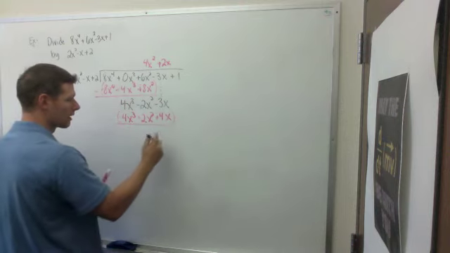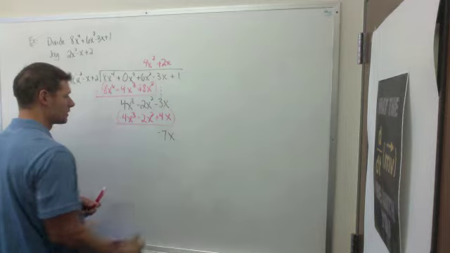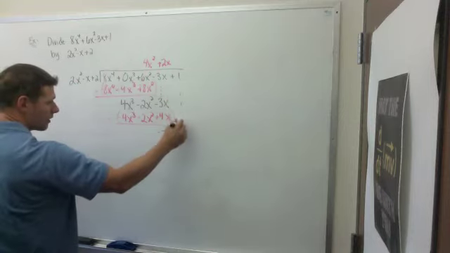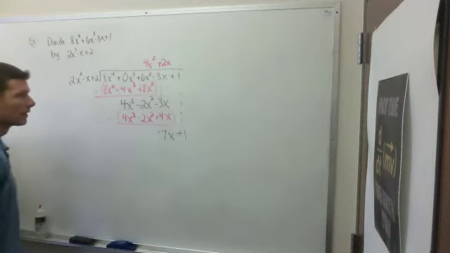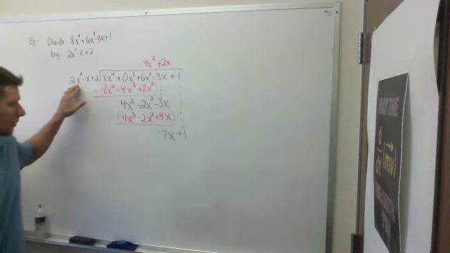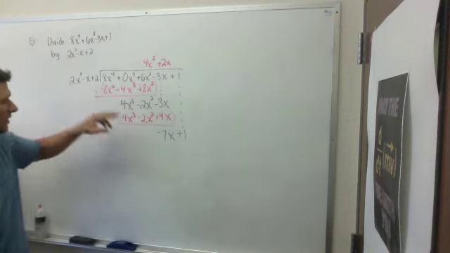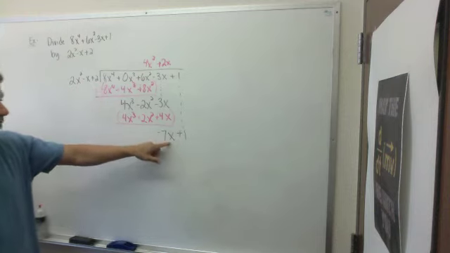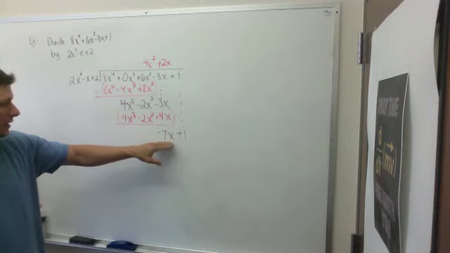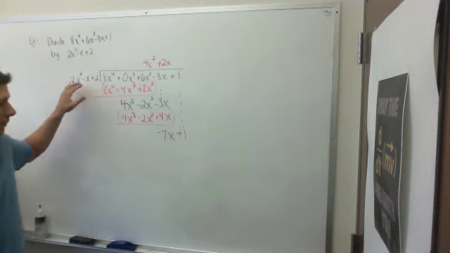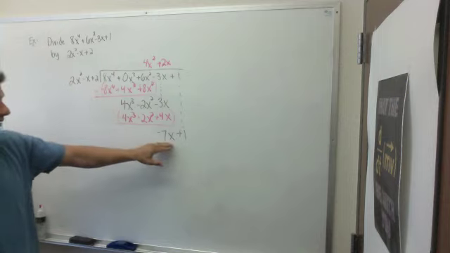Add here, and I think we get negative 7x. I get negative 7x there. If I drop down, I'm going to drop down my 1, plus 1. Now, here's the deal. Can I multiply this by anything to get a degree less than it? This is a degree 2 term. This is a degree 1 term. We want to keep going until we have less than its degree. This is degree 1. This is less than its degree, so we cannot multiply this by anything here to get to this, so we're done.